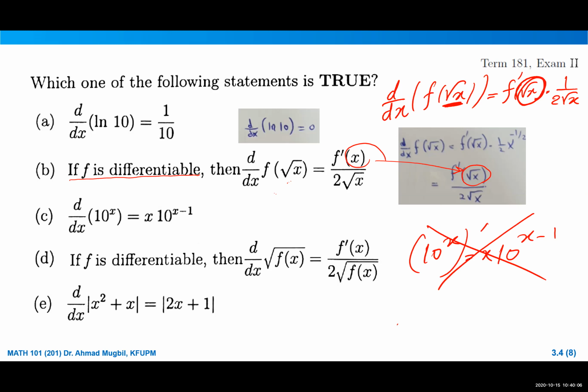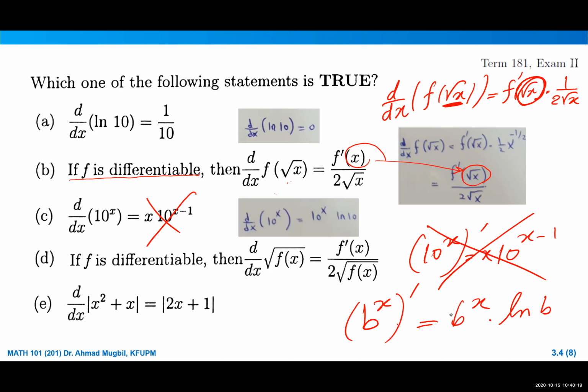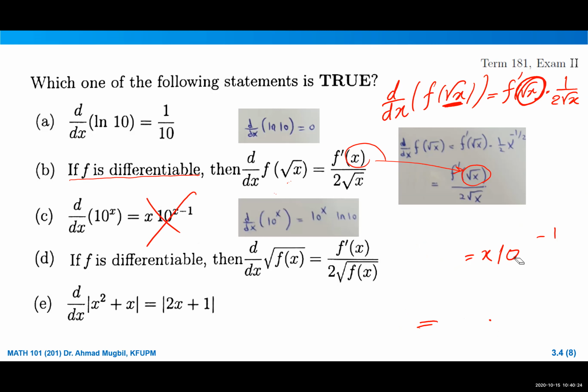But if you have 10 to the power x, this is not true. This is exponential function. What is the derivative of b to the power x, ya shabab? The derivative of b to the power x is b to the power x times ln b. But this is not true. What is true is that the derivative of 10 to the power x is 10 to the power x ln 10. The exponential function derivative.